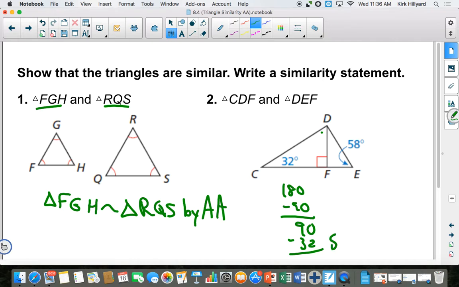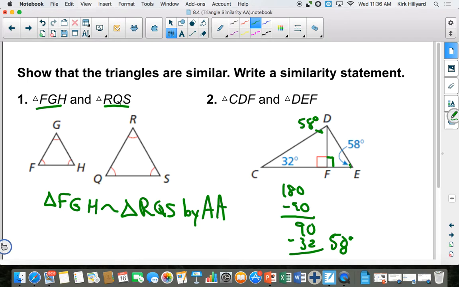And as we can see, that's going to be 58 degrees. So this angle right here is 58 degrees. And conveniently, this one is 58. So we can stop really right there. And because these two angles are congruent, and we know this is also a right angle.